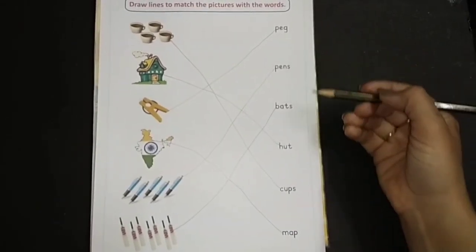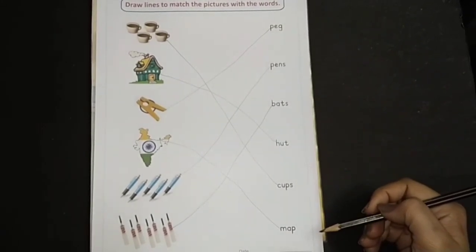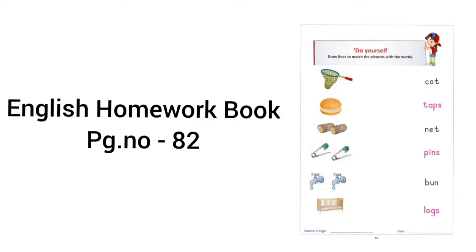See kids, like this way you have to finish your work in your English class workbook page number 127. Kids, you also have to finish our English homework book page number 82. I hope kids you all have enjoyed the activity and also learned the concept of one and more than one. So keep practicing it at home.